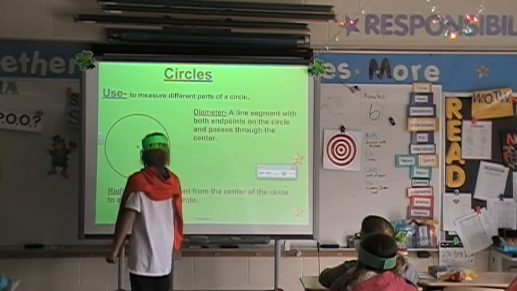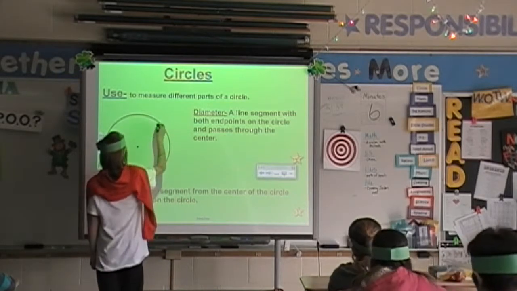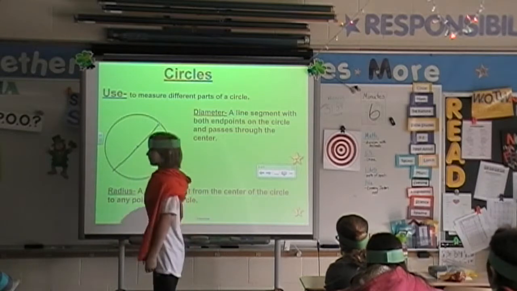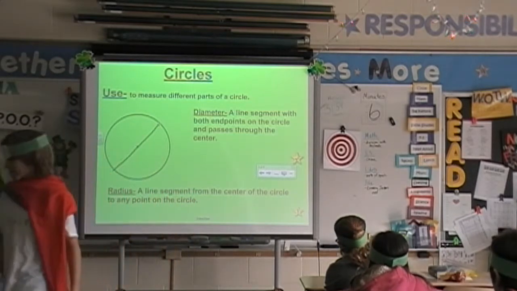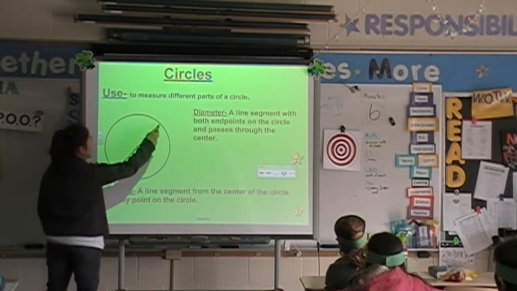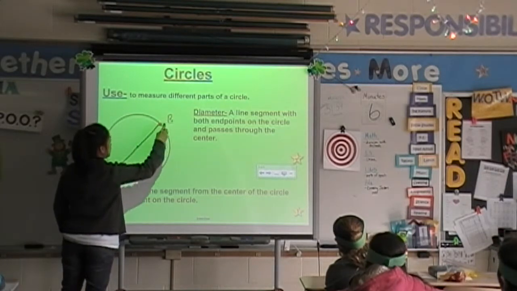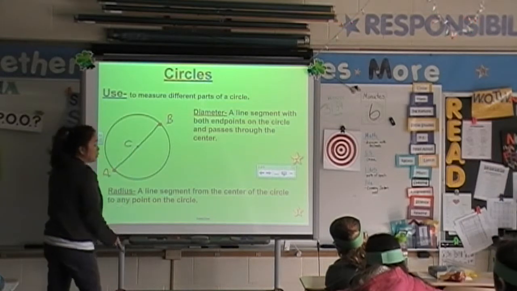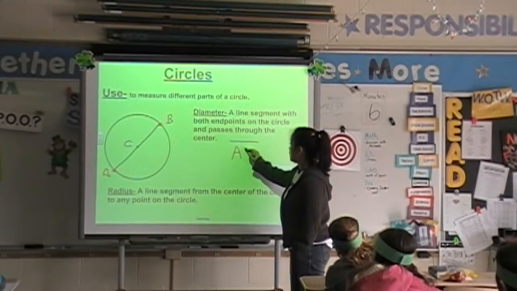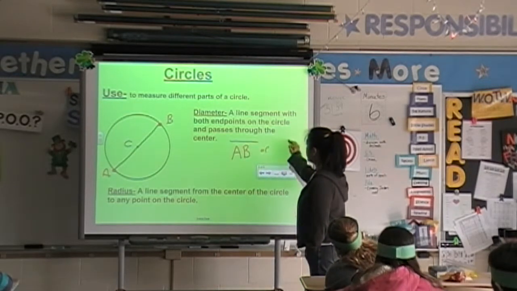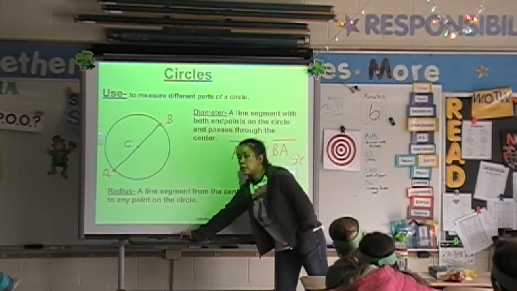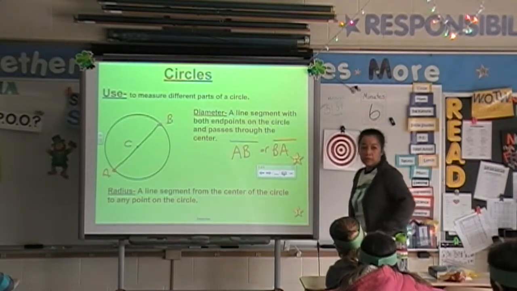This is stuff I do want you to write in your notes. You need to know what a circumference is. You need to know what a diameter is. And there you go. You want to give it 2 points. So we're going to call this A, and we're going to call this B, and we're going to call this center C. So the diameter for this circle is going to be called line segment AB, or we could call it line segment BA. Doesn't matter. Is everyone clear on what a diameter is?